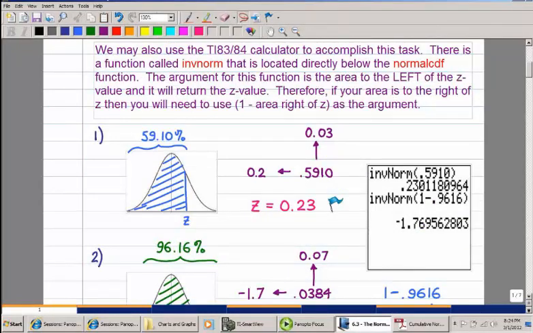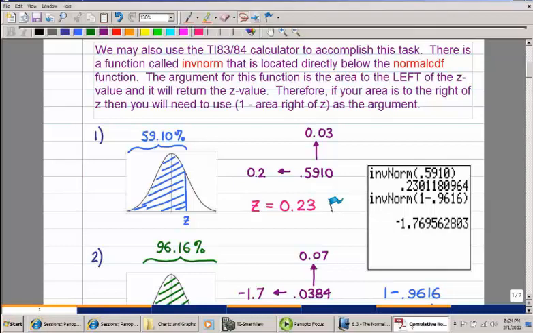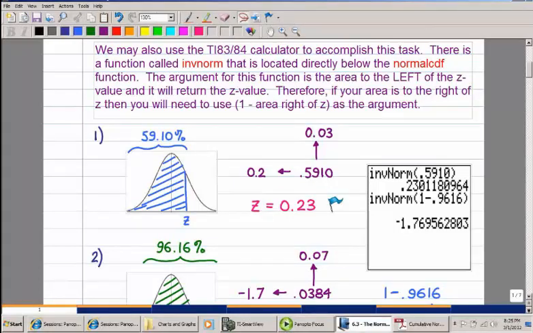Now, the calculator can do this too. I'll show you the chart and I'll show you the calculator. First thing I'll do is bring up the chart. 59.10% to the left. Remember, our normal chart is based on area to the left. So I'm going to scroll down here. I'm looking inside the chart. Anything above 50% is going to be on the positive side. And right here we have it. 0.5910 translates back. It's on a row of 0.2, column of 0.03. Therefore, the z-score would be 0.23, which is what we have here.